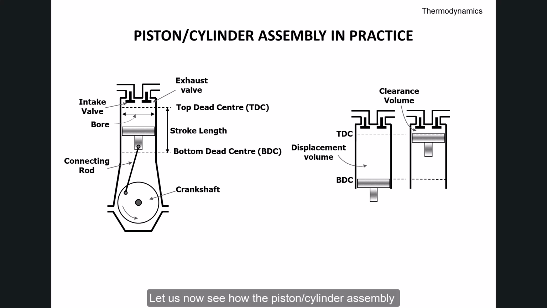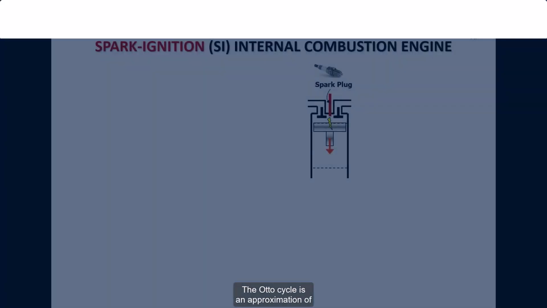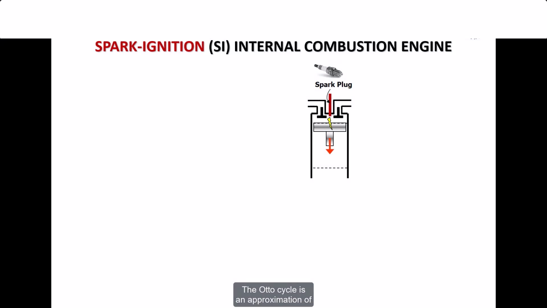Let us now see how the piston cylinder assembly can be used to perform an Otto or a diesel cycle. We start from the Otto cycle first. The Otto cycle is an approximation of thermodynamic transformations performed in a spark ignition internal combustion engine. We say internal combustion because the fuel combustion happens in the inner part of the cylinder.